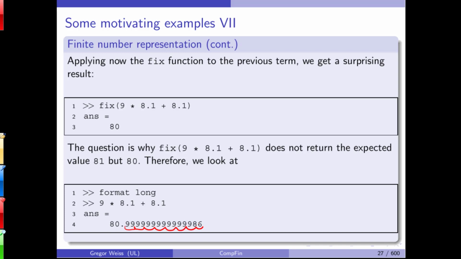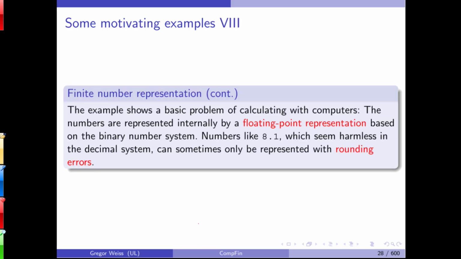And then, if we round down to the next natural number, obviously the result will be not 81, but 80. So it's not fixed, but it's already 9 times 8.1 plus 8.1 that's causing the problem here. Why? The problem is, in a computer, all numbers are represented in the binary system. The computer can only calculate with ones and zeros.